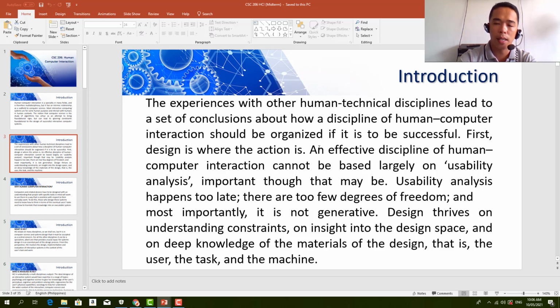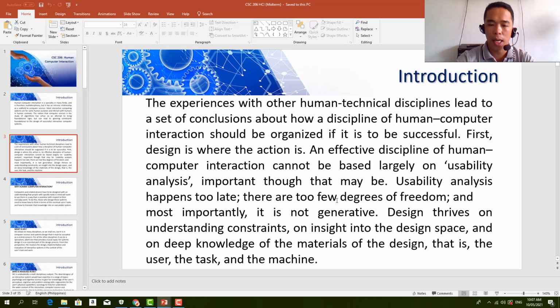First, design is where the action is. We will look at every perspective of what we are doing, more on its design, because that's where we can catch the attention of our users. Whether it be in the user interface, the database, or any part of the system design, we will look at where we can improve it. An effective discipline of human-computer interaction cannot be based largely on usability analysis, important though that may be.